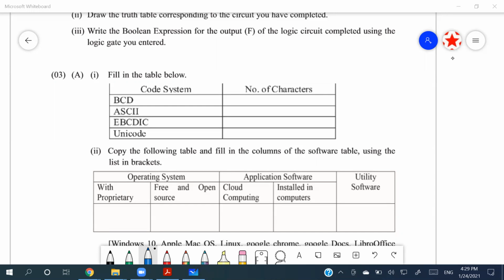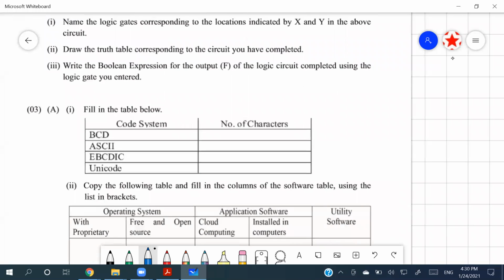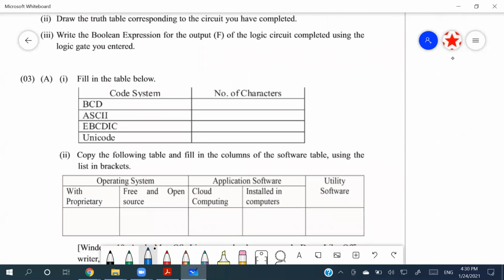Right, filling the tables below. Yeah, so the second one goes, second one again, we are going with the third one. Right, filling the table below. So code systems are there, number of characters are there. Yeah, so BCD is having 4 characters. ASCII is having.